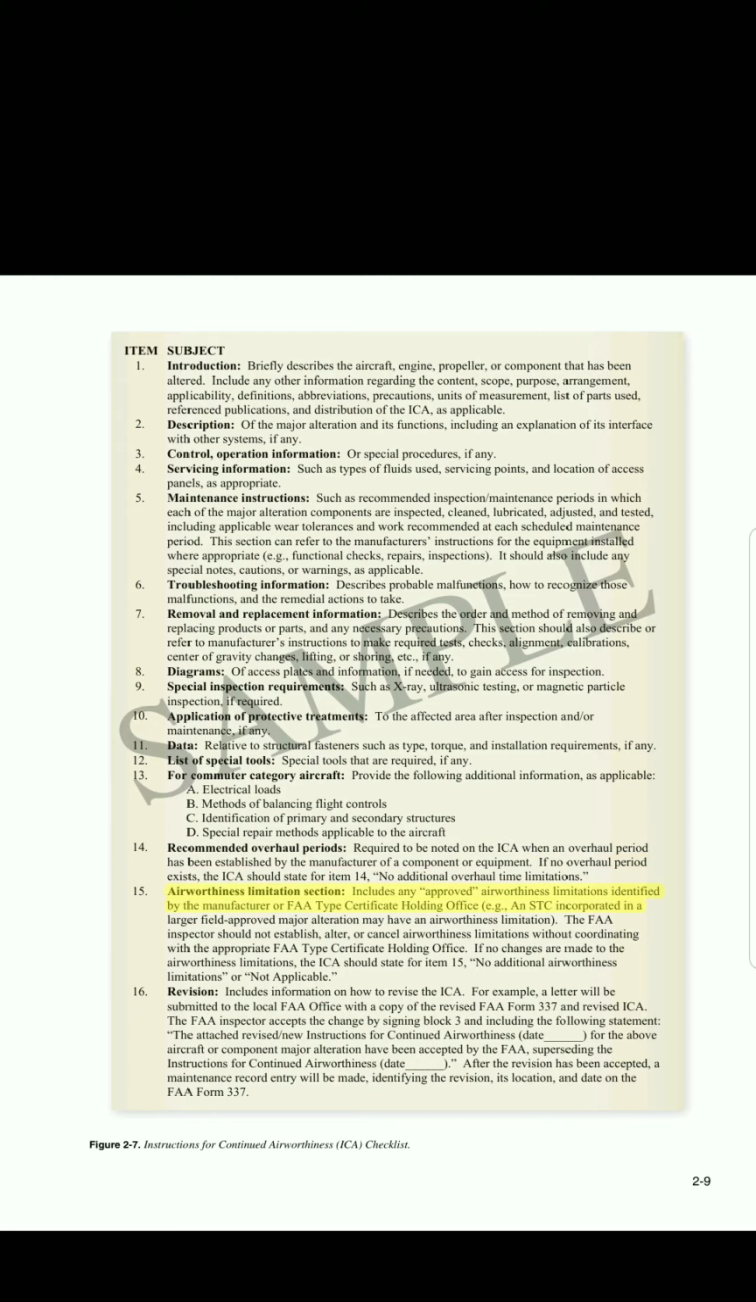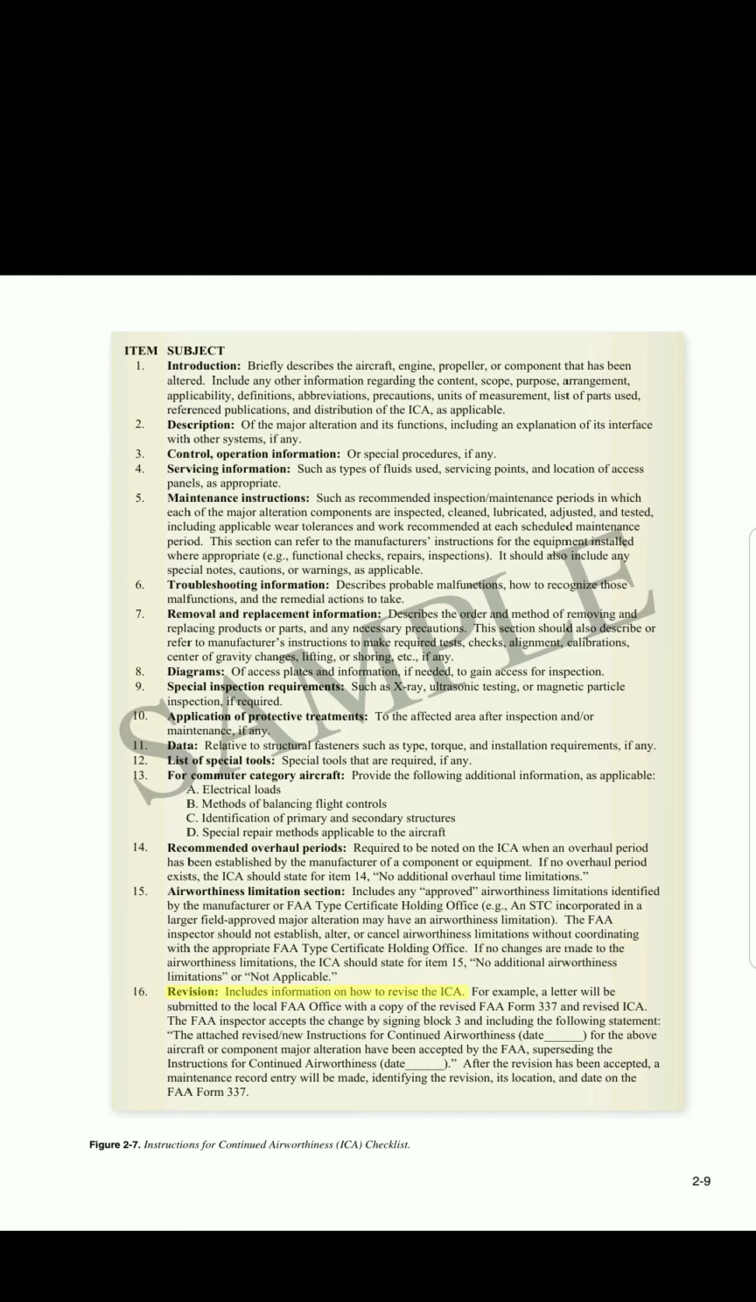15. Airworthiness limitation section, includes any approved airworthiness limitations identified by the manufacturer or FAA type certificate holding office, for example, an STC incorporated in a larger field approved major alteration may have an airworthiness limitation. The FAA inspector should not establish, alter, or cancel airworthiness limitations without coordinating with the appropriate FAA type certificate holding office. If no changes are made to the airworthiness limitations, the ECA should state for item 15, no additional airworthiness limitations or not applicable.